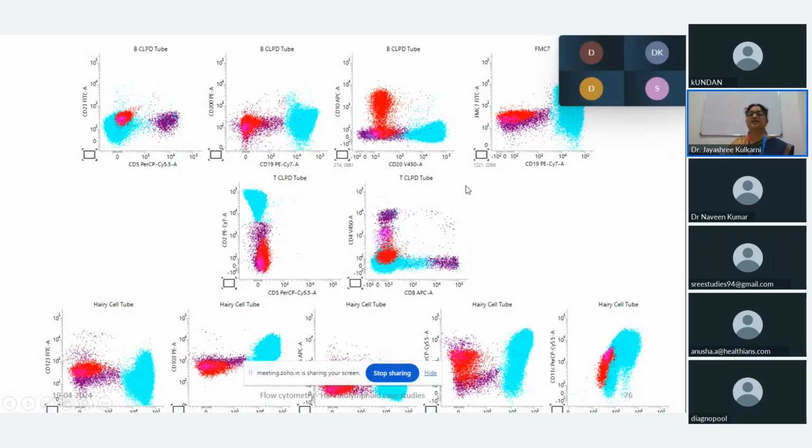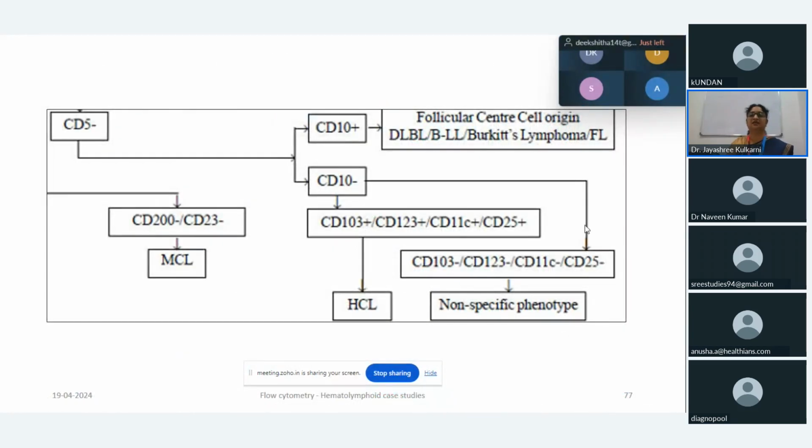So I told you 5, 10 negative tumors, either think of hairy cell leukemia or you think of your splenic marginal zone or your other cells. Now you need to look at 10 also, because if it is 10 positive, you'll think of follicular or the DLBCL, or if 10 also is negative, then you think of your hairy cell. Your hairy cell tube contains 123, 103, your 11C and 25. So these are positive in this case.